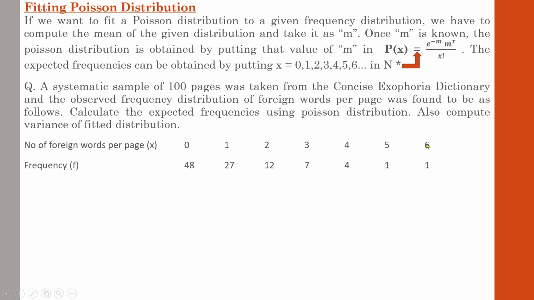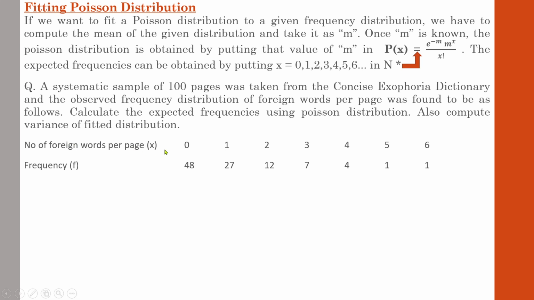Likewise, 0 to 6 is given, and in the case of 0, meaning no foreign words, the frequency of occurrence is 48. Just like that, 0, 1, 2, 4, 5, 6, and its corresponding frequency distribution is also given, and out of this you need to find the theoretical distribution for this particular case using the Poisson distribution. That is the concept regarding the question.